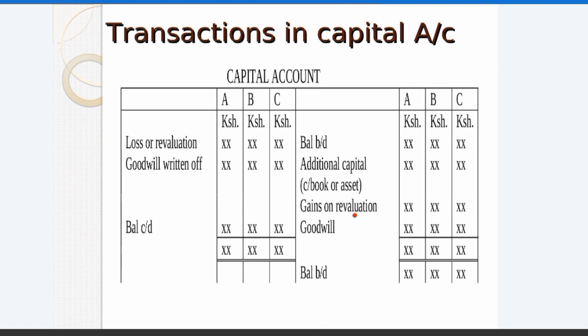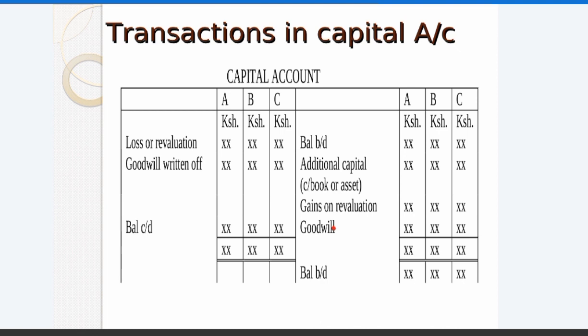So during the revaluation, there may be a gain. If there is any gain on revaluation of assets and liabilities, then the share of the gain will be done in their profit sharing ratios and credited to the capital accounts of the partners. Depending on the share of A, A's capital will increase. Depending on the share of B, B's capital will increase. And again, depending on the share of C, his capital will increase.